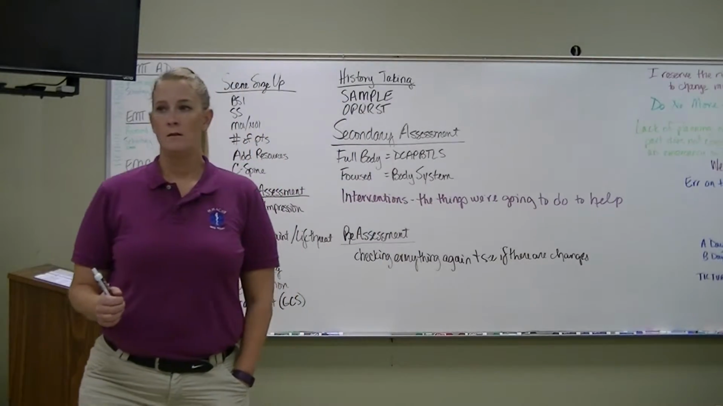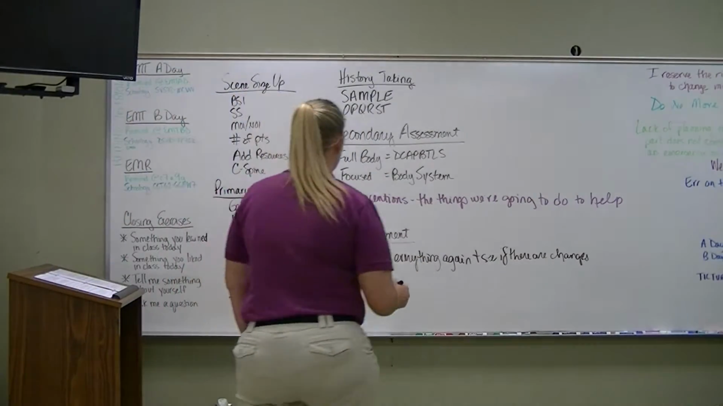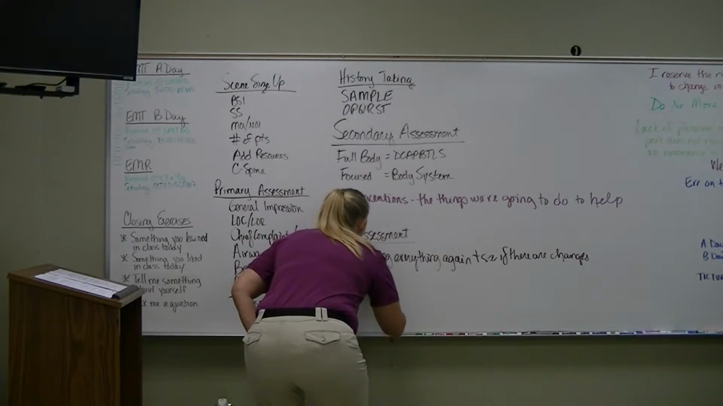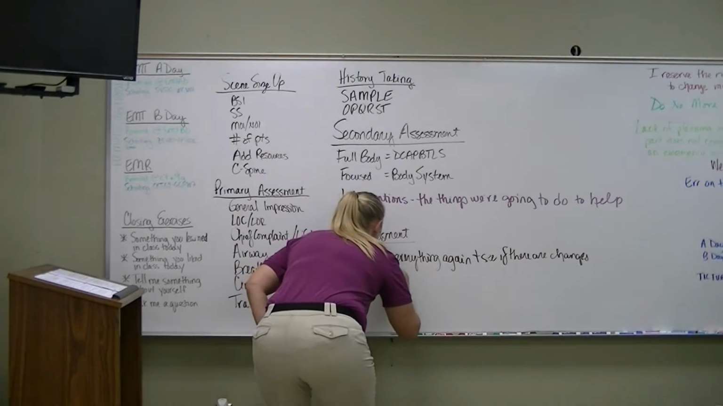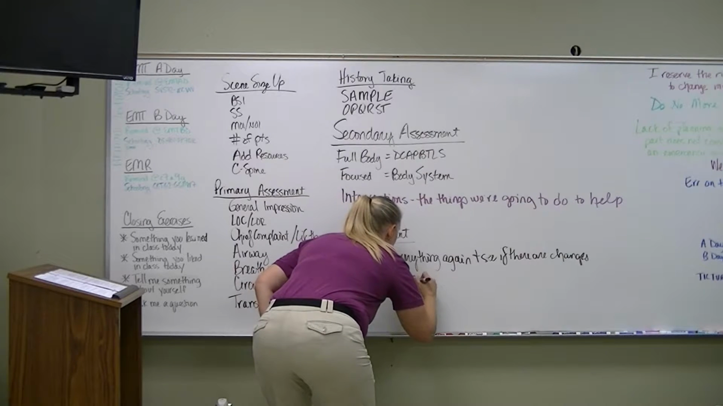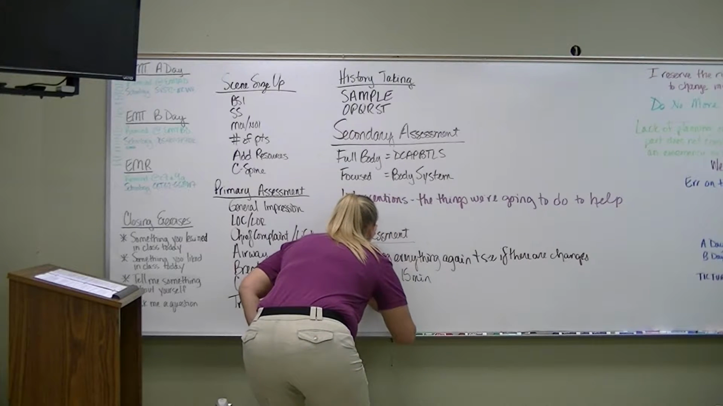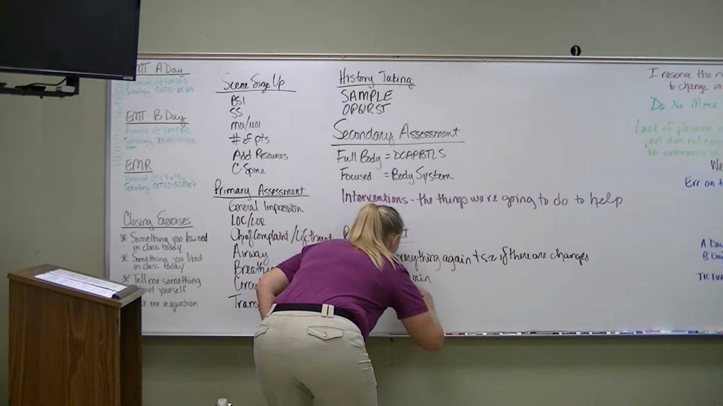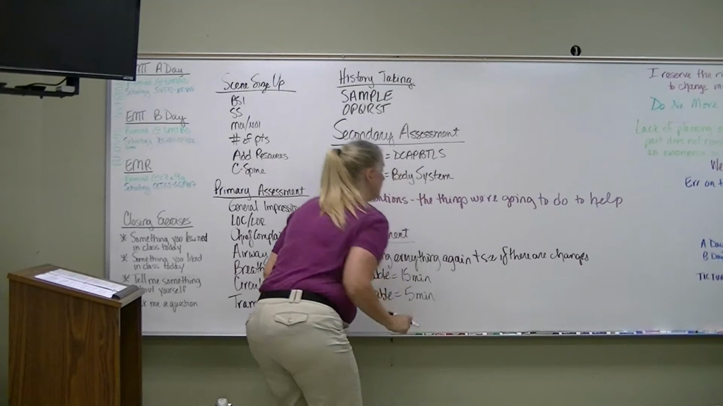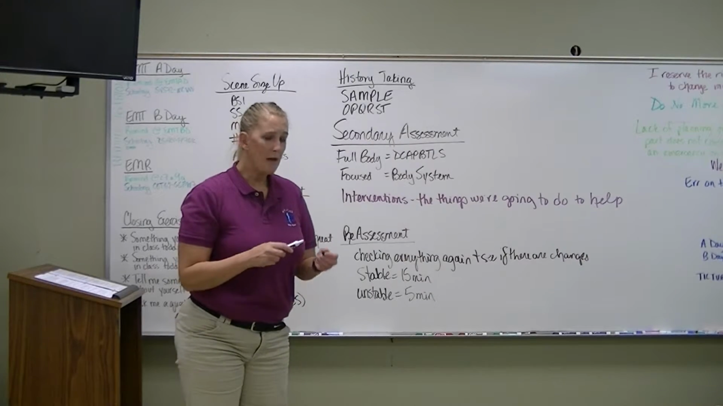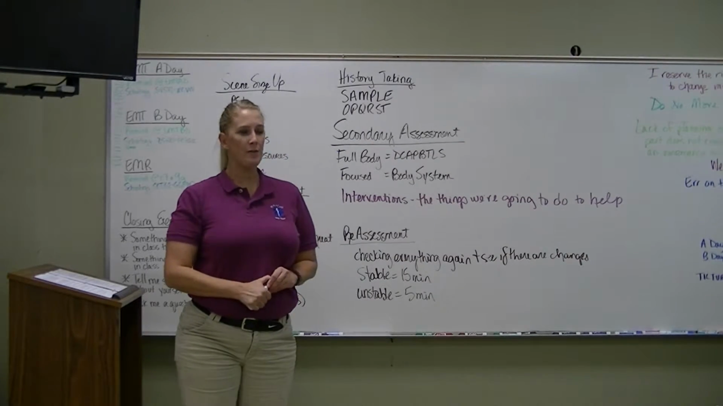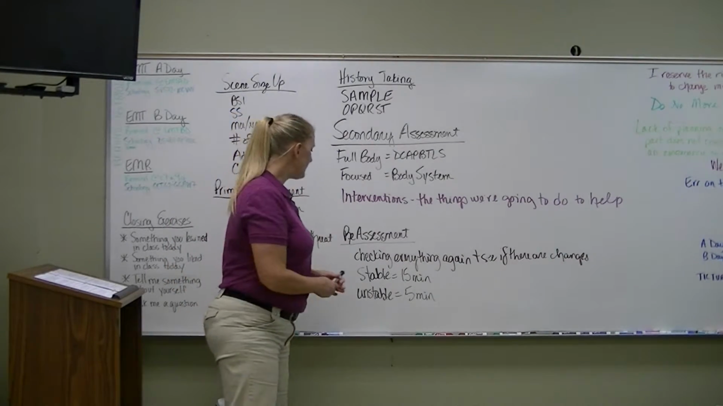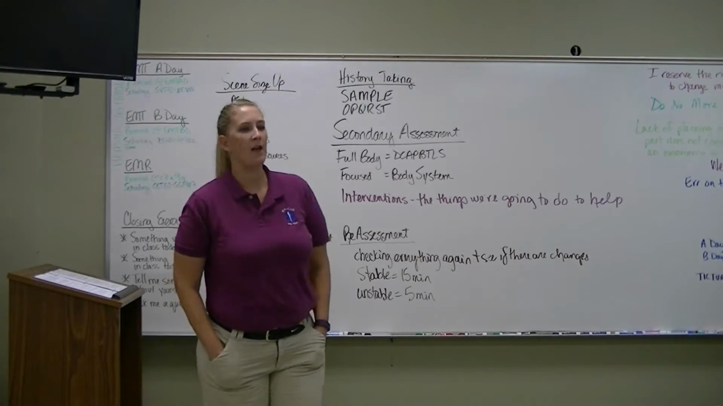How often are we going to check everything again? In a stable patient, every 15 minutes. In an unstable patient, every 5. Allowing for time, because you may be treating other life-threatening things. Okay, in a stable patient, we are going to reassess them every 15 minutes. In an unstable patient, we're going to reassess them every 5 minutes.